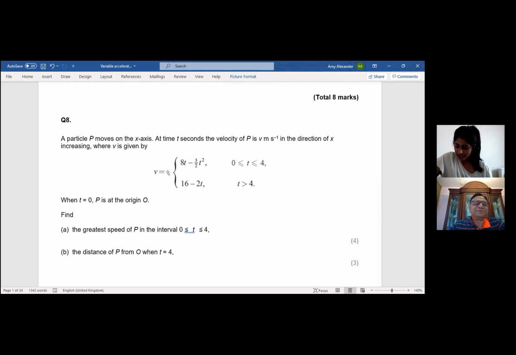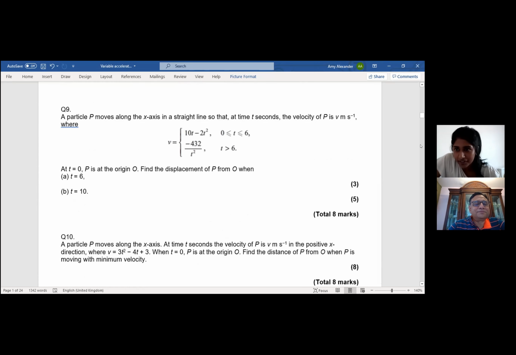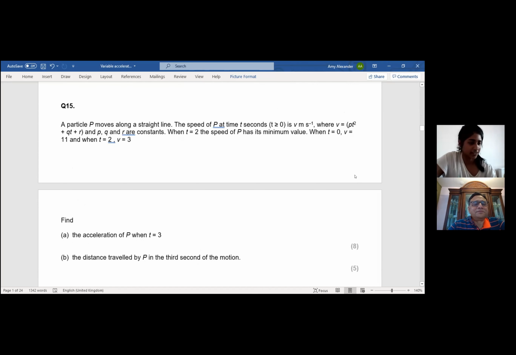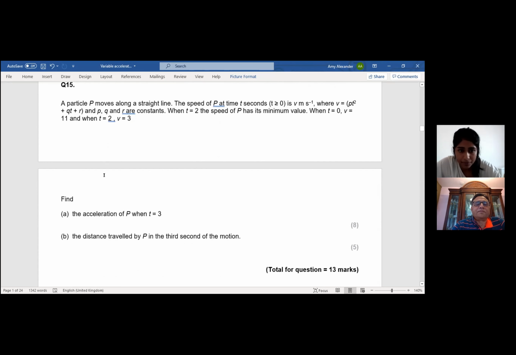All right. Question 15B. Can you please read the question? So a particle P moves along a straight line. The speed of P at time t seconds, where t is greater than 0, is v meters per second, where v equals pt squared plus qt plus r, where p, q, and r are constants. When t is 2, the speed of P has its minimum value. When t is 0, v is 11, and when t is 2, v is 3. Find the acceleration of P when t is 3. And part B, the distance traveled by P in the third second of the motion.